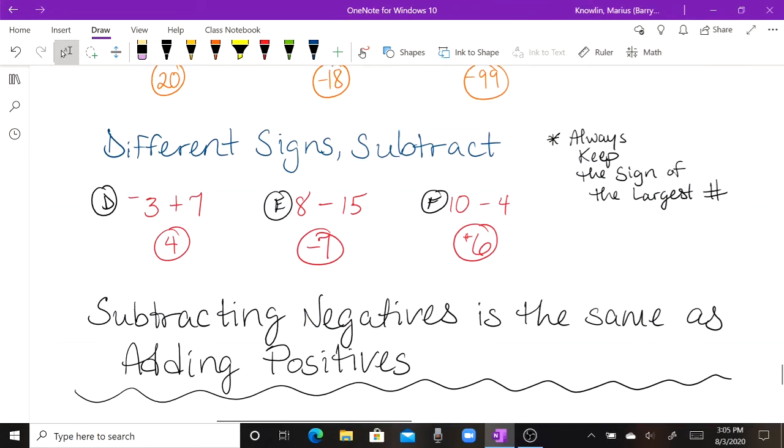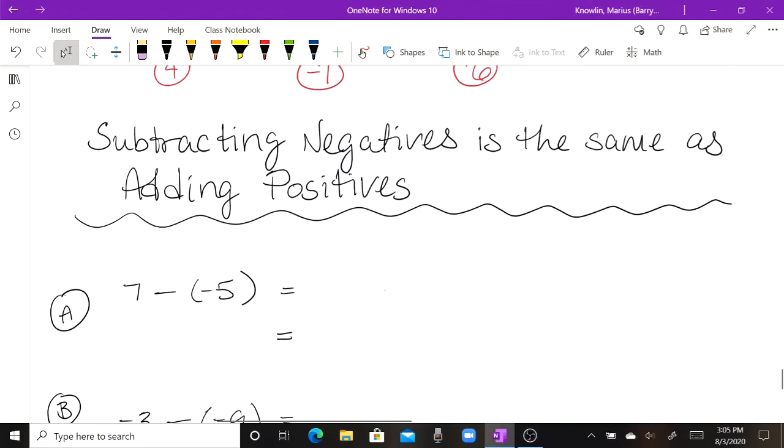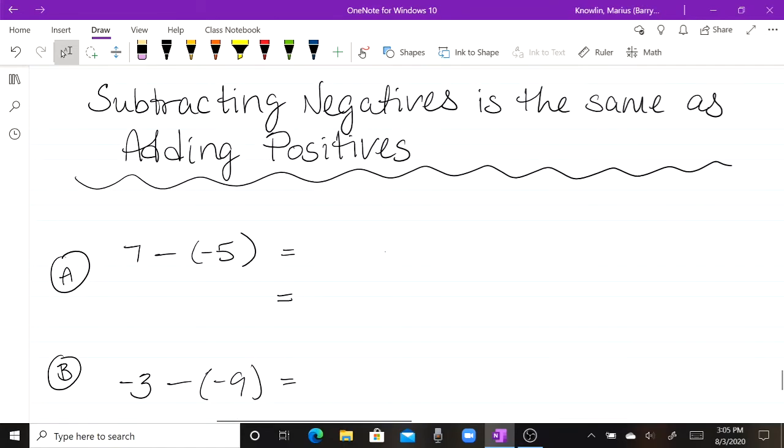Now, what if you actually do see a problem where it said, and this is what we're going to call, subtracting negatives is the same as adding positives. So let's take a look at what that means. Let's look at A. A says 7 minus negative 5. Well, subtracting a negative 5 is the same as adding positive 5. So I could rewrite this to say 7 plus 5, which makes 12.